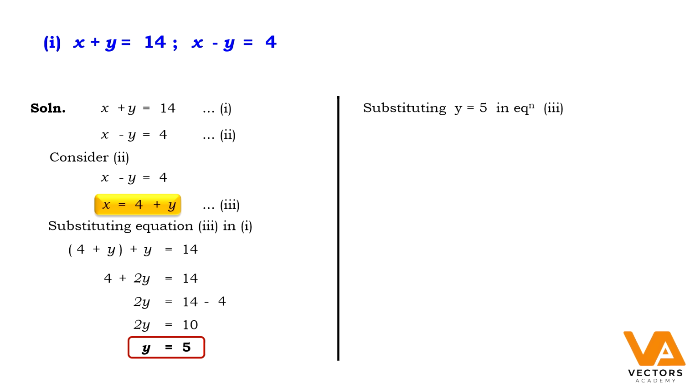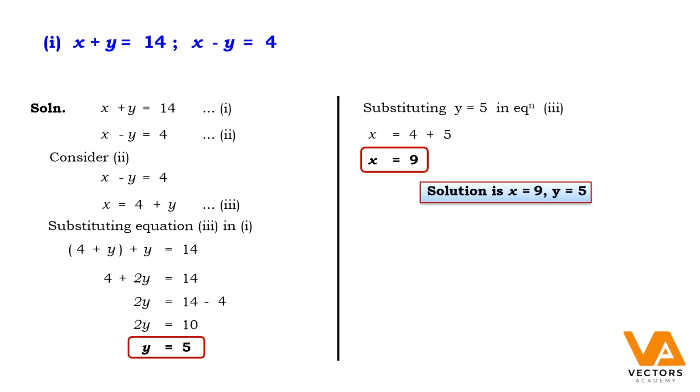So let us substitute the value of y in equation 3. So I'll get x is equal to 4 plus 5, which is the value of y. So we'll get x is equal to 9. So this is the solution for the given linear equations. Now let us consider some linear equations which are not that easy. Yes, it's fractions. So first of all, we will try and simplify the equation which has fractions.